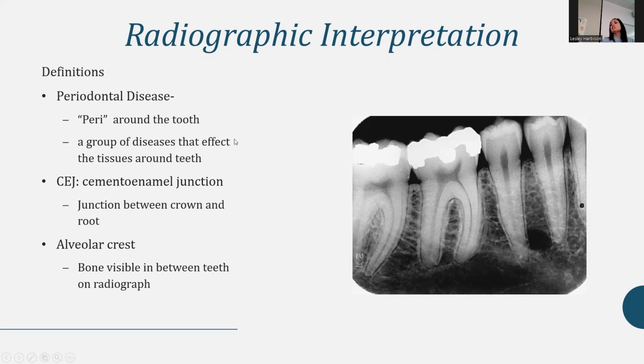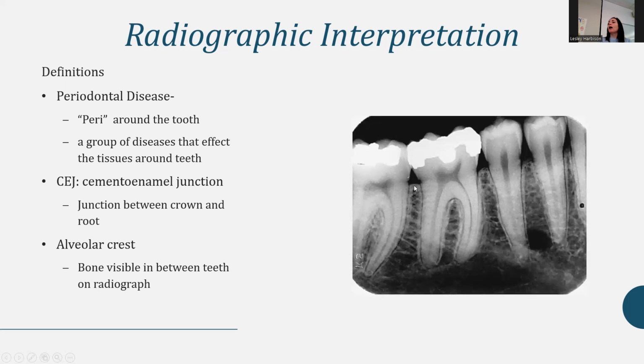Radiographic interpretation. A couple terms we want to know for periodontal disease. Peri means around the tooth. It's all the supporting structure around the teeth. It's a group of diseases that affects the tissue around the tooth, so the periodontal ligaments, connective tissue, bone. The CEJ, or the cemento-enamel junction, right here and here and here. It's the junction between the crown and the root, so it's where the crown stops and the root begins.